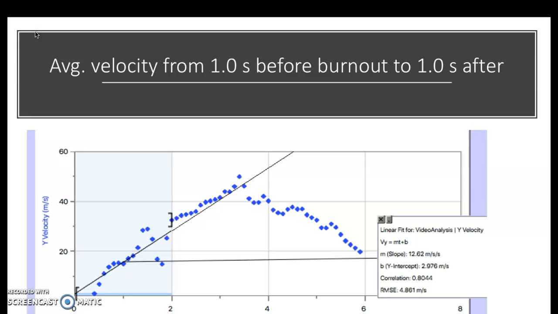And then here is the average velocity from 1 second before burnout to 1 second after. What we did was we shaded from 0 to 2 seconds, 0 to 1 being 1 second before burnout, and 1 to 2 seconds being 1 second after burnout. After we shaded that region, we looked for the slope, which was 12.62, and that's the acceleration.